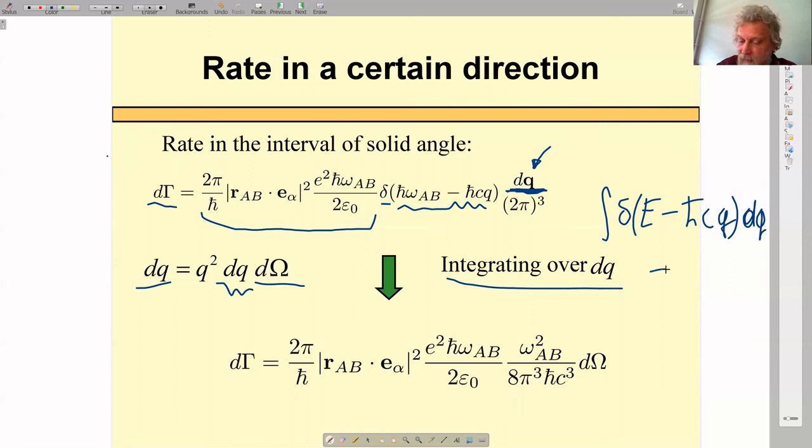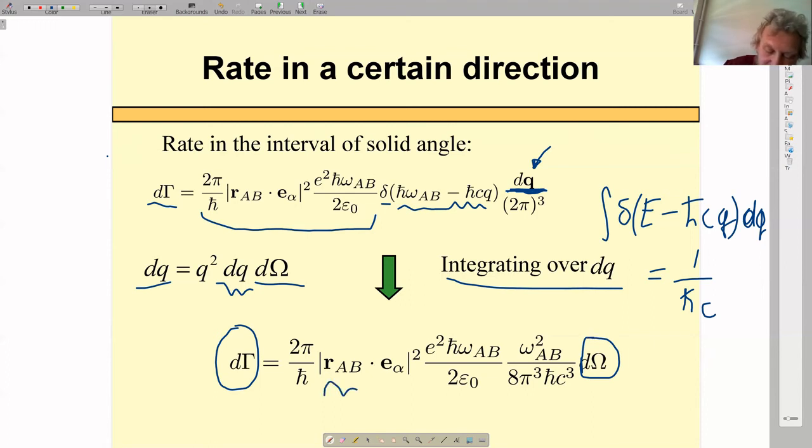Right. And that will give, yeah, you should recall rules of integration with delta function. That would be 1 over h c. Fine, so we make this integration. What we have now is a rate proportional to the interval of a solid angle. Let us now turn to this point and understand the polarization of emitted photons.